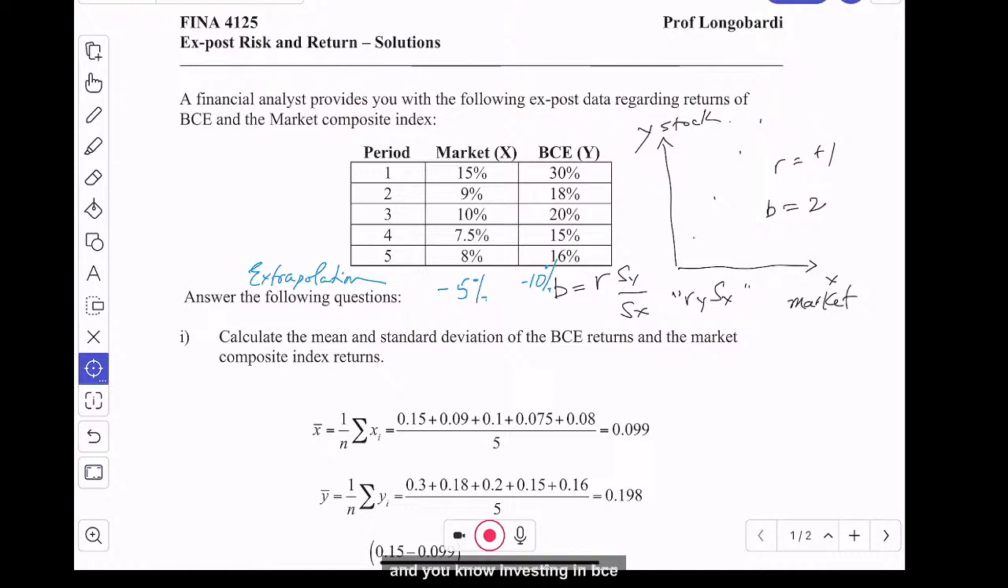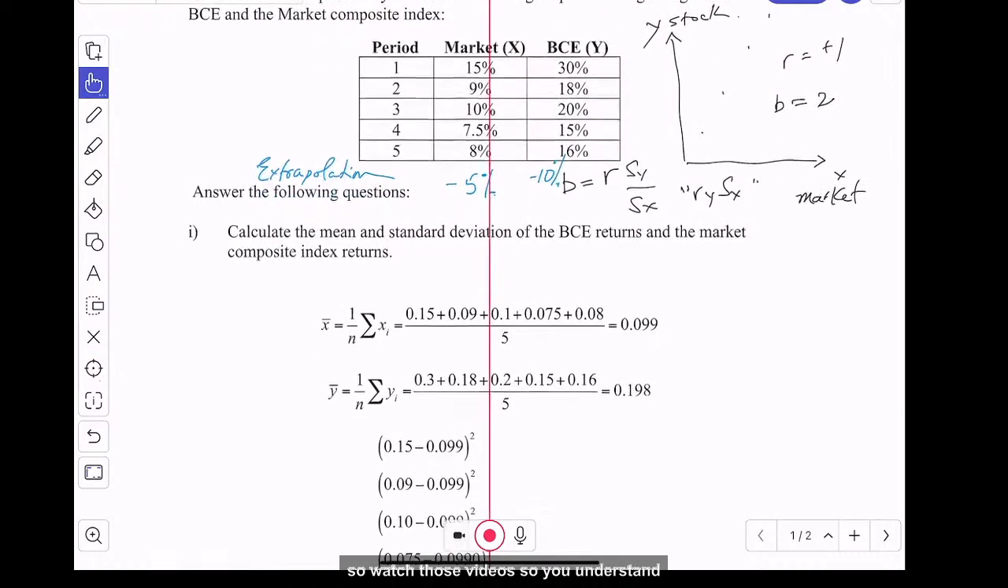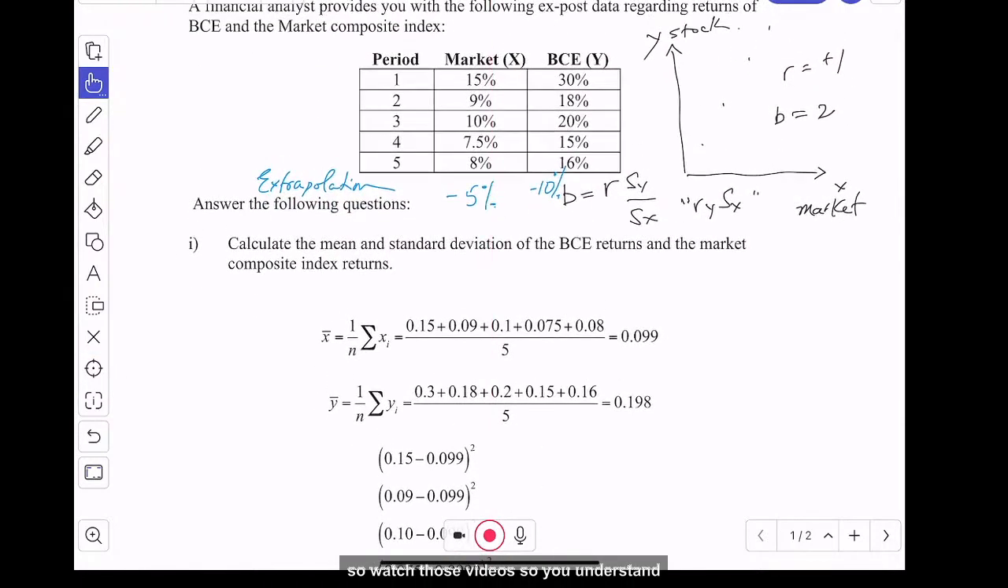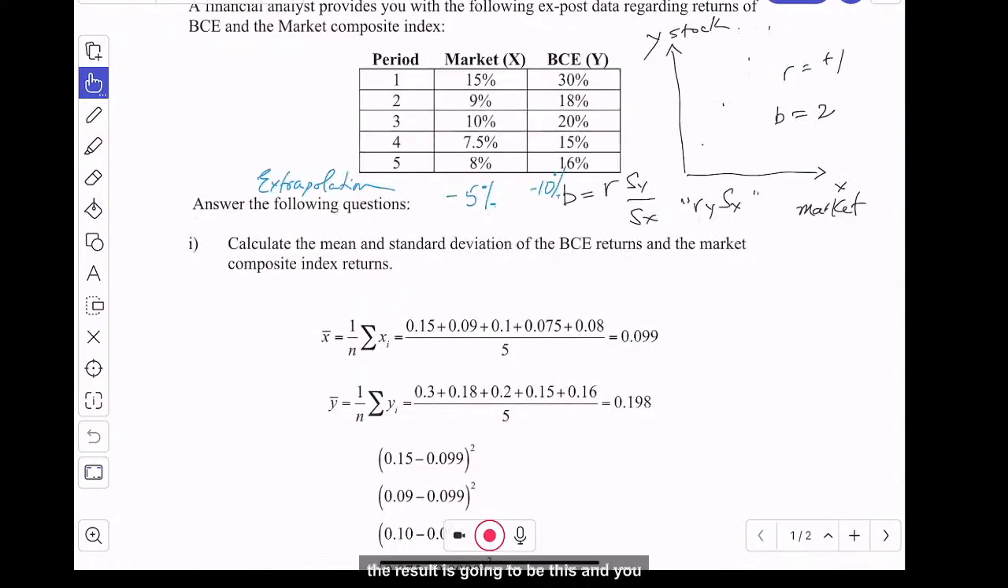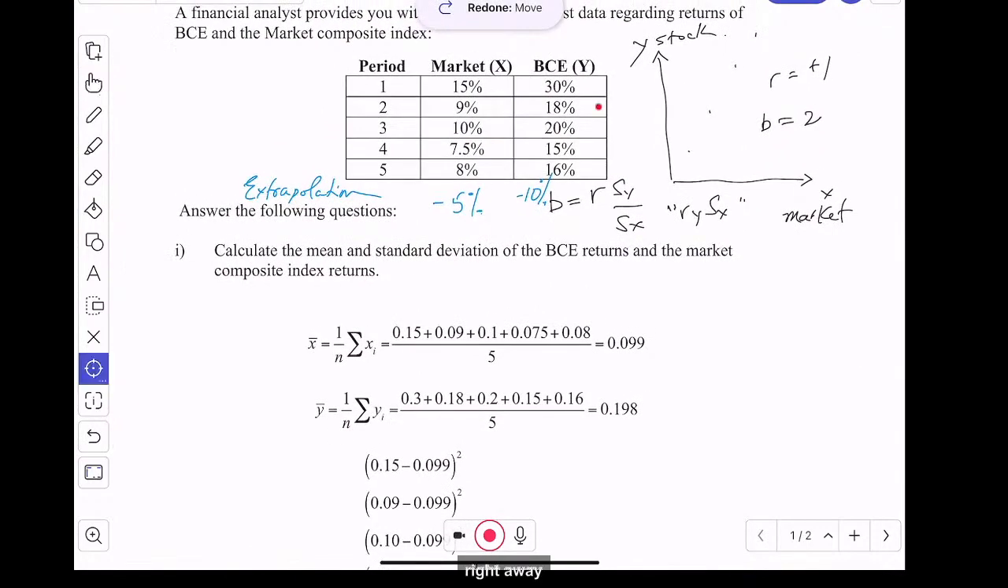Investing in BC. All right, so there's not a lot of you here, but watch those videos so you understand better what I'm talking about. So I make all the calculations, but in the end, the result is going to be this, and you can see it right away.